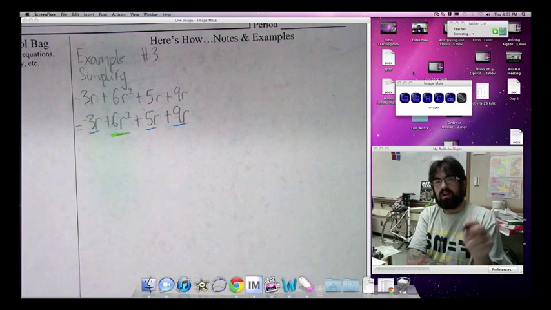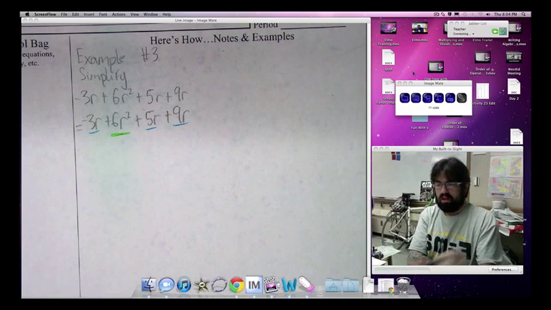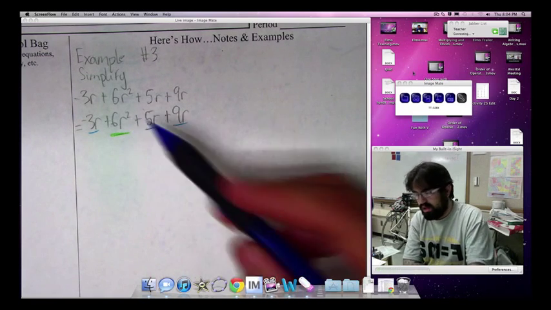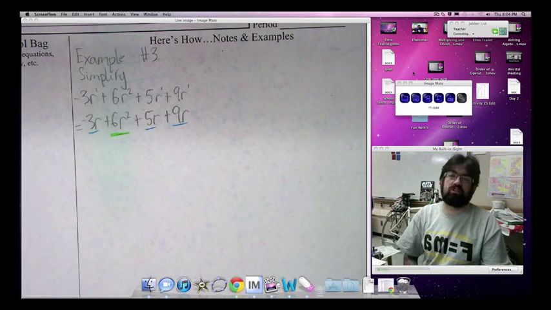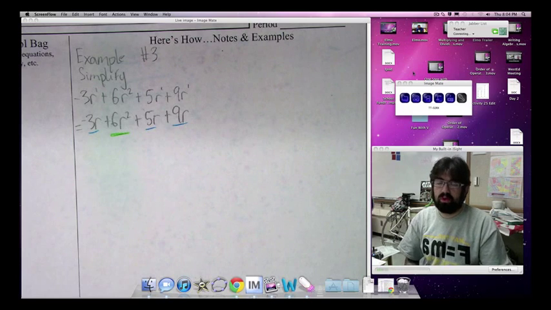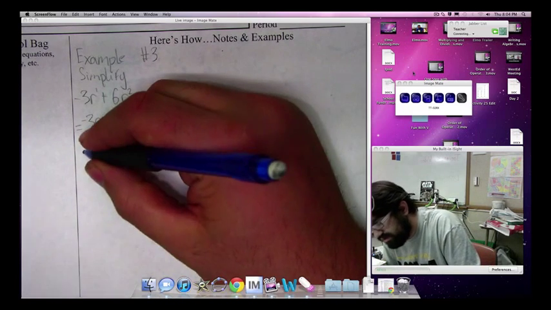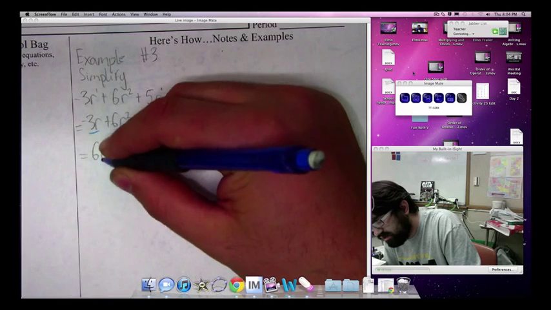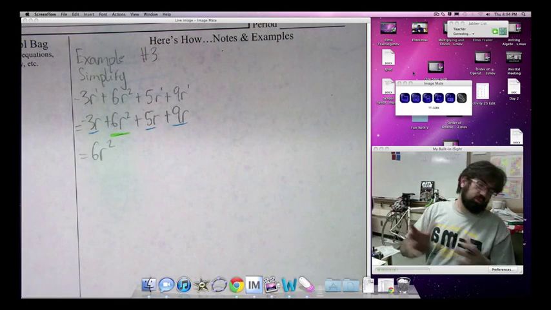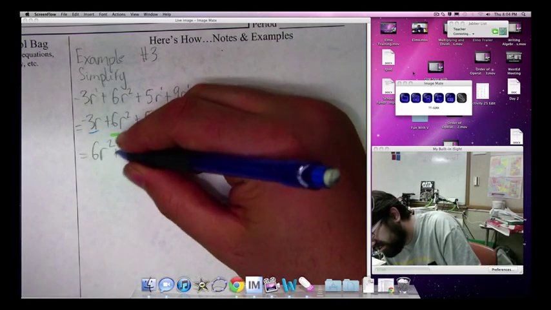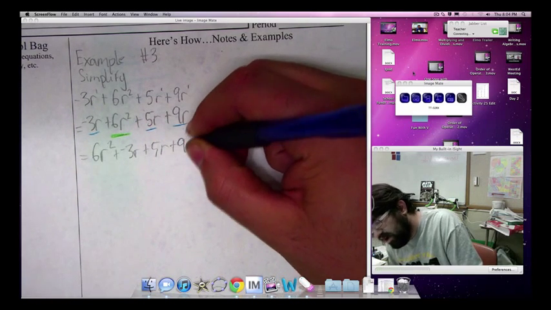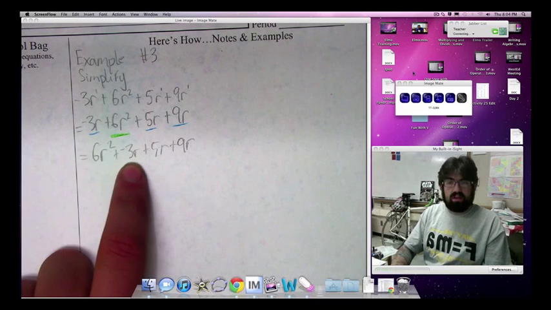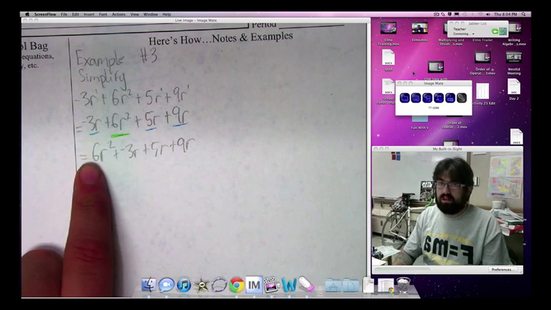Combining like terms, the variables have to be the same, and their power. That power is 2. These will have a power of 1. 1 is not equal to 2. They are not the same power. So we put the higher power in front. 6r squared goes in the front. Then everyone else goes behind them. Plus negative 3r plus 5r plus 9r. Notice the negative stayed with the 3. Don't leave it up here.